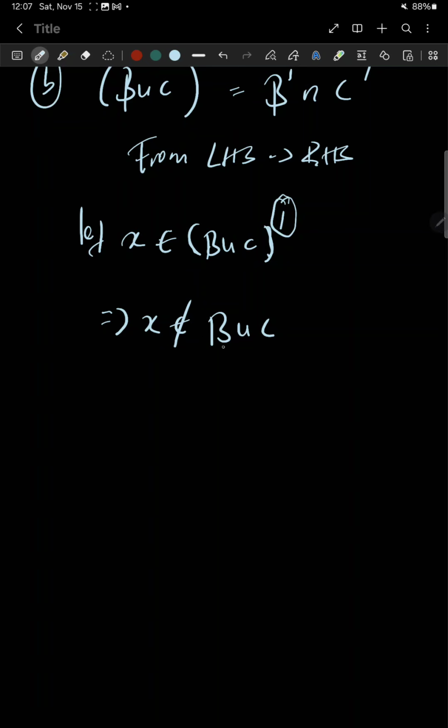Now, what does it mean X is not a member of B union C? In common sense, someone will say X is not a member of B or X is not a member of C, which is so wrong because you only use or if there's a member of here. If there's no member of, you're going to use and. It's the opposite. Let me make sense of this.